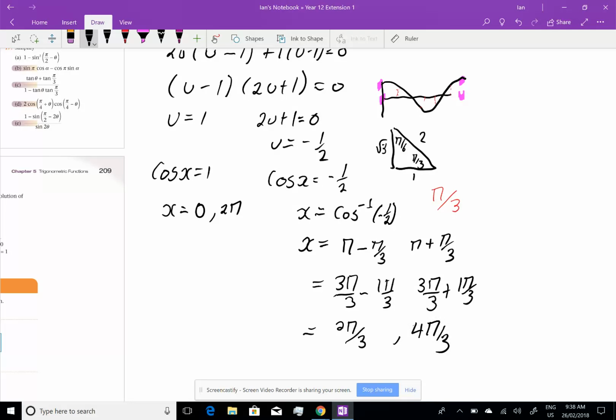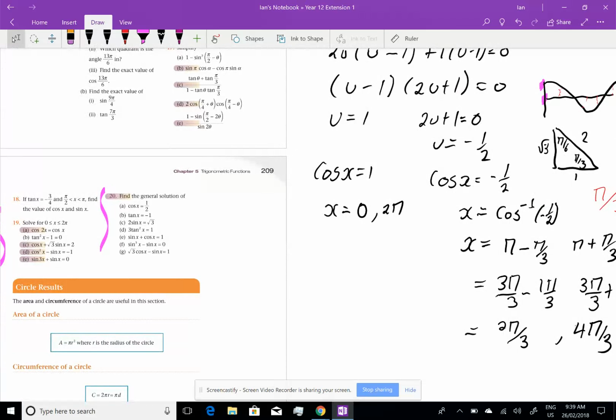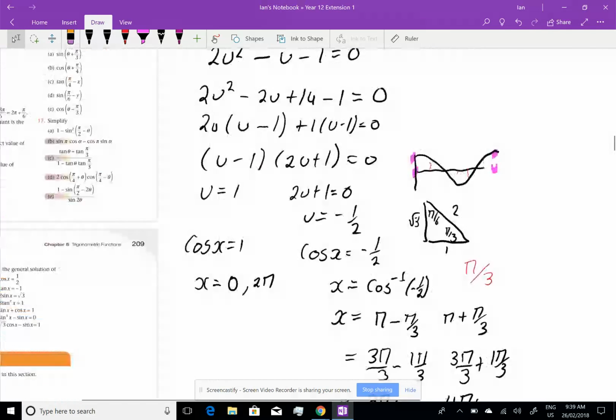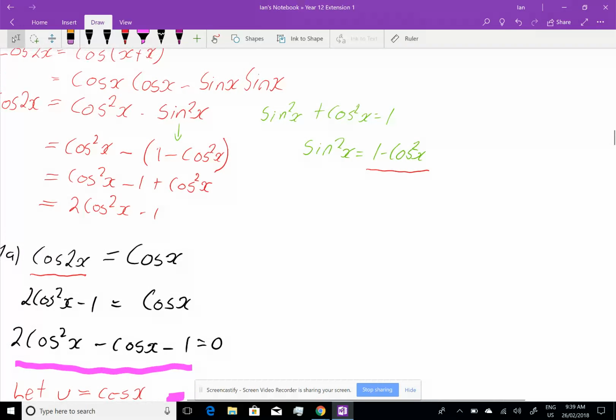I'll just check the answers. Question 19: 0, 2 pi on 3, 4 pi on 3, and 2 pi. Well, we did that one. That one was pretty easy. Have a look at the next one, which I also did. It's actually quite easy, but we'll do it over here. And it was tan squared x. So here's 19b.